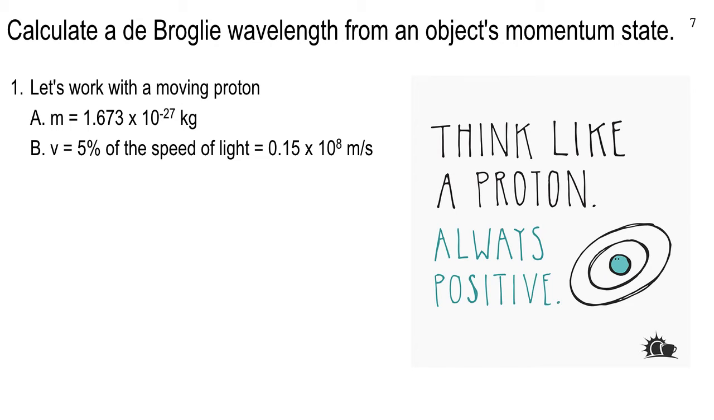So let's work with, and get your clicker ready because you're going to have a multiple choice clicker question in just a second. Proton mass, the mass is 1.673 times 10 to the minus 27 kilograms.